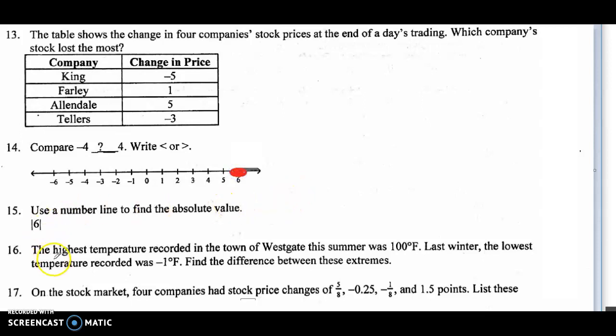Alright. 16. The highest temperature recorded in the town of Westgate this summer was 100 degrees Fahrenheit. Last winter, the lowest temperature was -1. Find the difference between these extremes. Okay, so if we have 100, it's all the way to the right, right? On, let's say we had a graph or a line. We have 100 all the way to the right, right? 100 would be like way over here, and -1 would be close to 0, right? Like right here. Well, it's just asking how far are they away from each other?